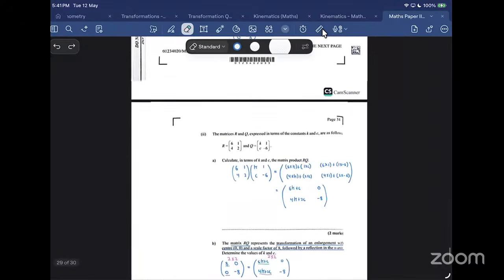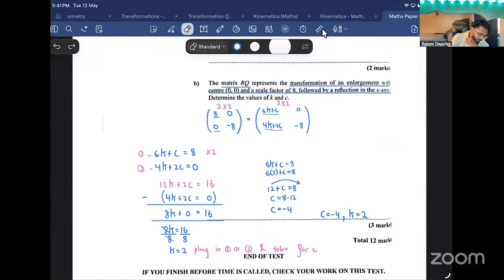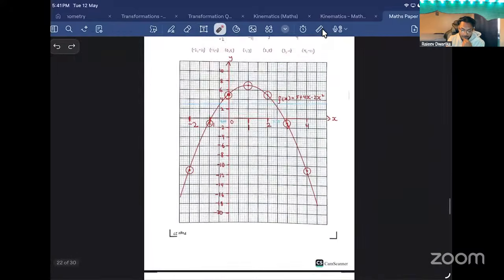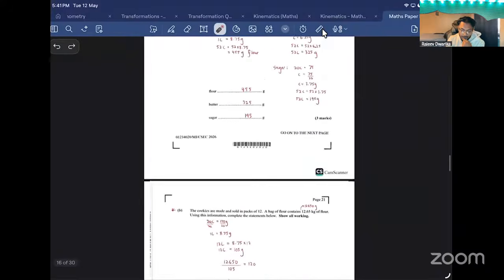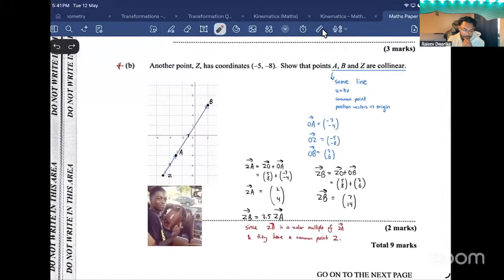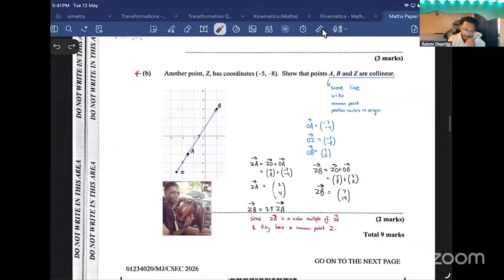Okay, so this question over here, the last one. Let's show what you mean by that. Oh, to prove collinearity. Okay, yes, I understand what you mean. If it's on the same line, then it will satisfy the equation of the line. That's it. I didn't think about that.